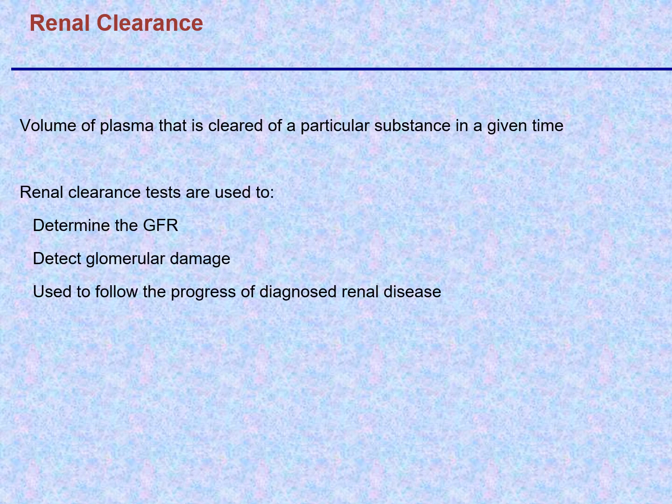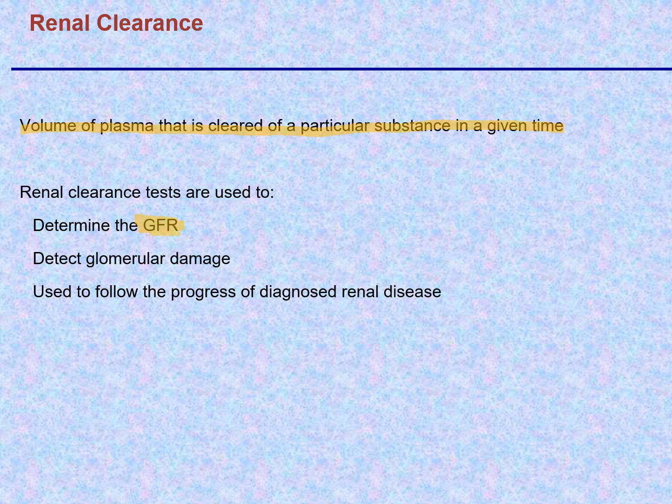Okay. A very important feature of renal physiology that should be understood is the idea of renal clearance, which is the volume of plasma that can be cleared of a particular substance over a given time. So it's something that is monitored and is a good measure of how your kidneys are functioning, because it can measure the glomerular filtration rate.